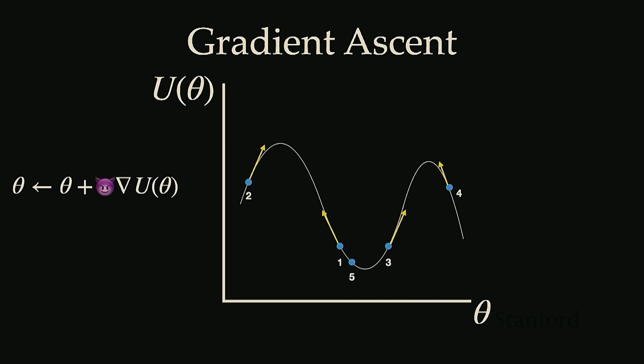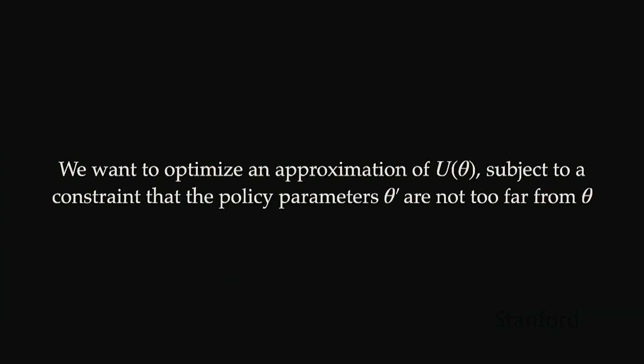On the other side, when our alpha is too small, what would happen? We'd look at our gradient, we'd step, and it would not really move. We'd do it again and again, and we'd only very slowly converge, so we waste a lot of computation there. So our goal here is to optimize some approximation of this U of theta objective, with the constraint that our new thetas, our theta primes, are not too far from our initial starting theta. That's our overall goal here.